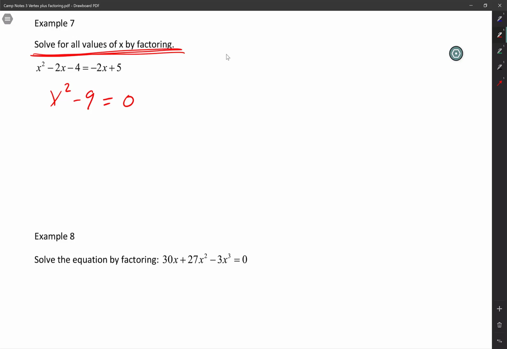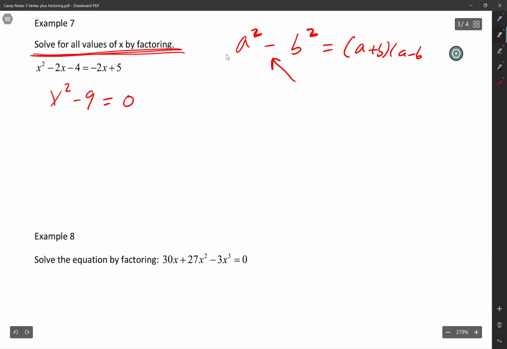Now I hope that you guys recognize that this is a difference of squares. If you have no idea what I'm talking about when I say difference of squares, let me go ahead and write it out here for you. That minus sign is the difference. That's a square, and this is a square. So that's what difference of squares is. And that expression turns into (a plus b)(a minus b).